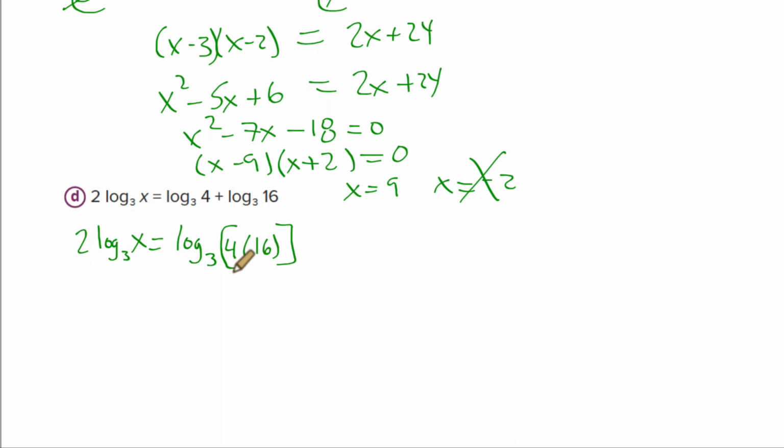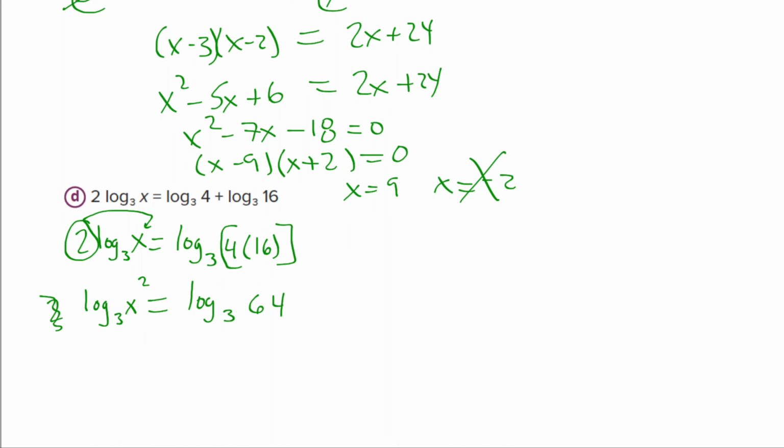All right, so this is log base 3 of 64 equals 2 times, you know what I'm going to do? I'm going to put that up top. Put that up top, right there. This is equal to log base 3 of x squared. All right, now they're both isolated with log base 3's.